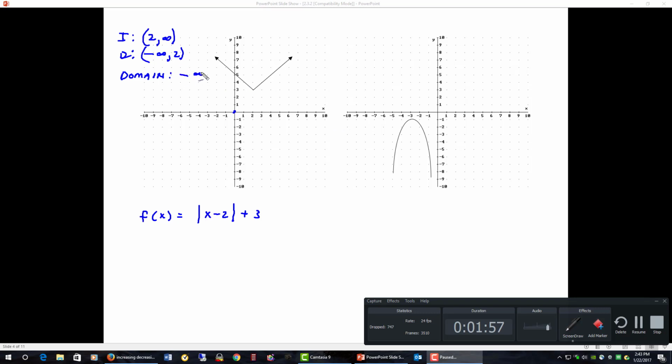So we could say the domain is negative infinity to infinity, and the range of this function, if you look at the y-axis here, would be 3 going upward towards infinity, and it would include 3. Okay, so on domain and range, you can put brackets if it includes that part of the graph, but on increasing, decreasing, constant, never here.